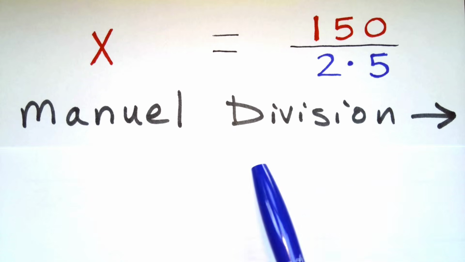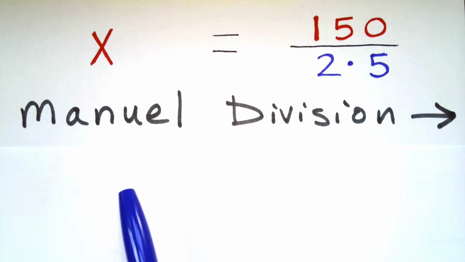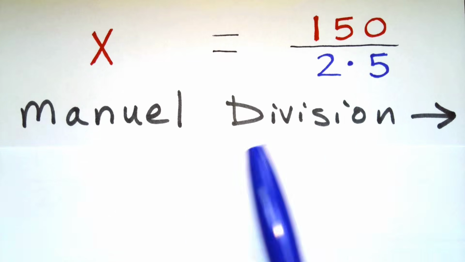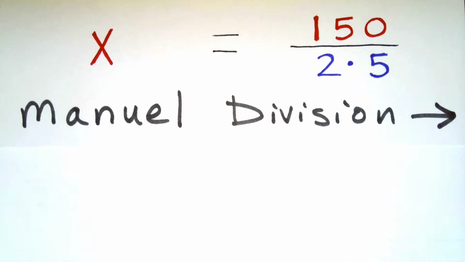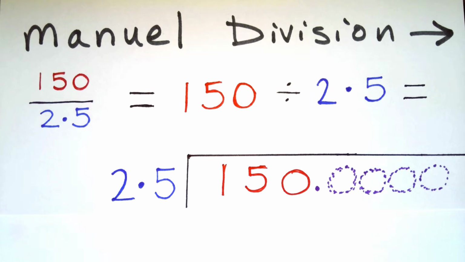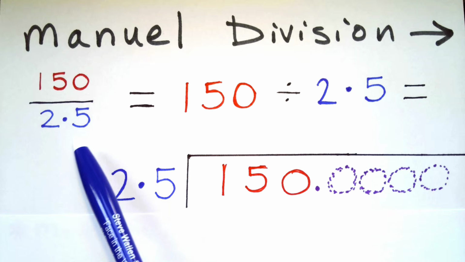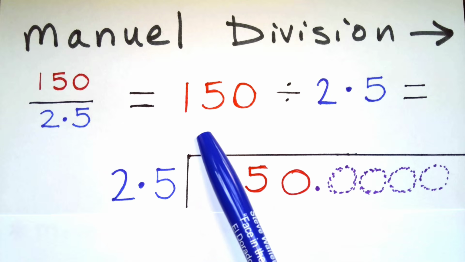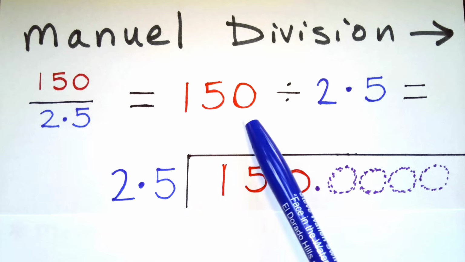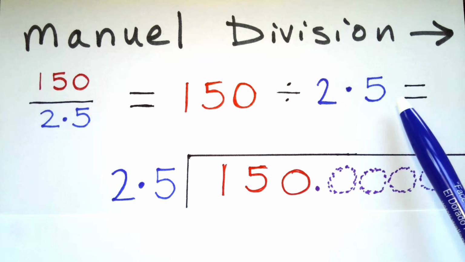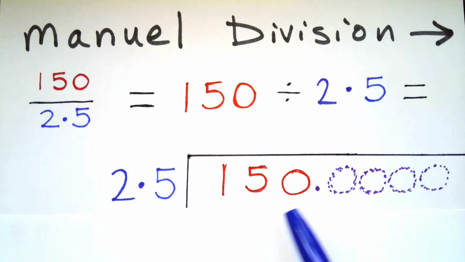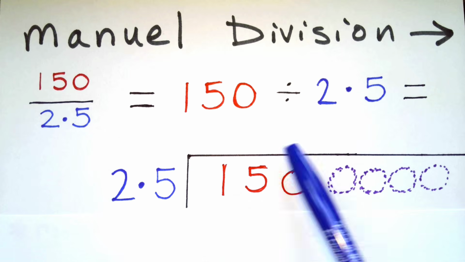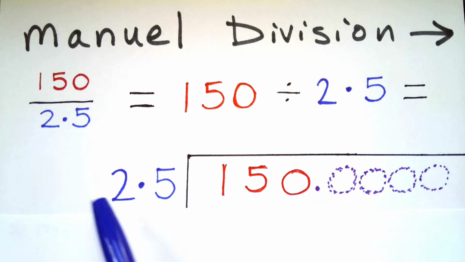But first, let me show you the 3 ways to write a division problem based upon x equals 150 over 2.5. Again, every fraction is a division problem. 150 divided by 2.5. Another way to write this, and this is how you write it in a calculator, if you're given a calculator on an exam: 150 divided by 2.5 equals. And then the third way to write it is 150 division bar 2.5 on the outside.